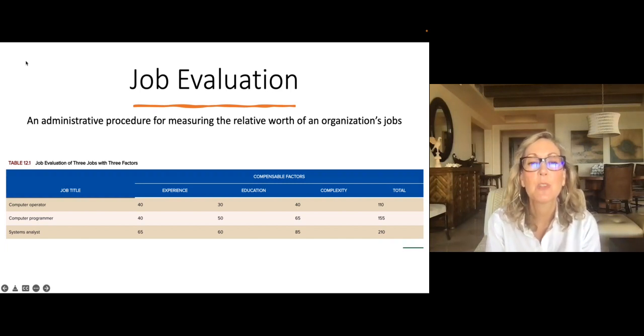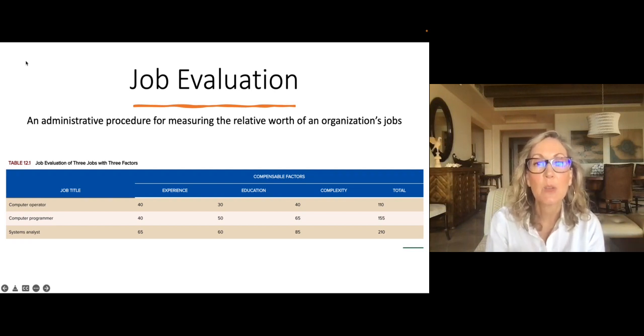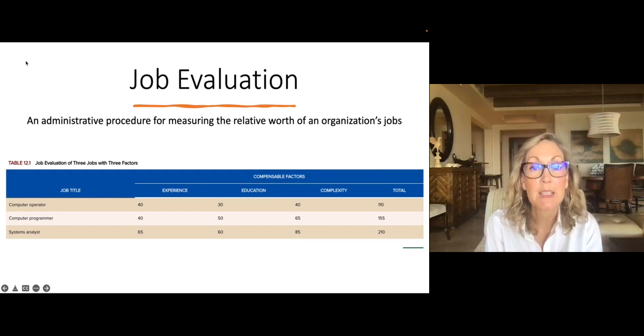So the way that we would do this is first we have a list of criteria, things that we're going to compare our jobs on. These are called, in job evaluation terms, compensable factors. So compensable factors are just things that we are willing to pay for. In this example on this slide, we're willing to pay for experience, we're willing to pay for education, and we're willing to pay for the level of complexity that you are going to encounter in doing your job.